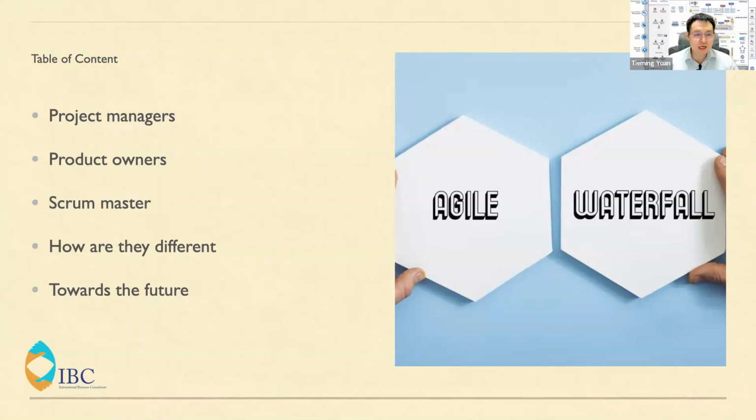So in Agile, we talk about product, we don't talk about project. In Waterfall, we talk about project. So the key difference is that product owners, Scrum Masters, they are in the Agile sphere. Project managers, they are in the traditional Waterfall sphere. And lastly, I'll talk about what's in for the future.